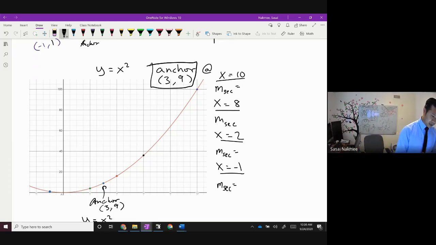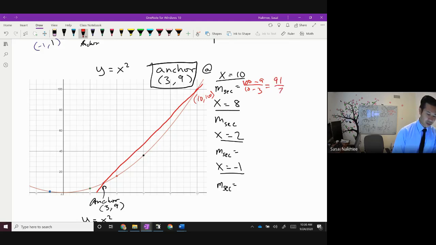Okay, so let's start off. My new one right here is going to be at x equals 10. That's this one right here. So at x equals 10, what's the point? What's the value there? It's 10 comma what? 10 comma 100. We're going to calculate this slope now. It's going to be 100 minus 9 over 10 minus 3. And that gives me a slope for the secant line I just drew of 91 over 7, which is equal to 13.